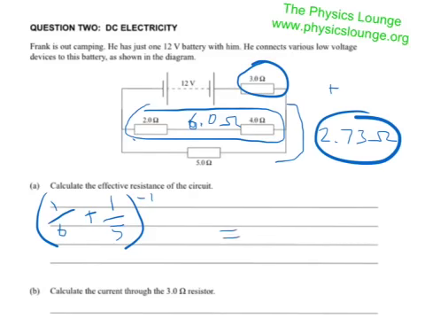Then you just add that to the series section, so 2.73 plus 3.0, which gives you 5.73. And if we're rounding to two significant figures, because everything's got two significant figures, we'd be multiplying, dividing, and adding and subtracting, but two significant figures for everything. So for the final, 5.7 ohms.